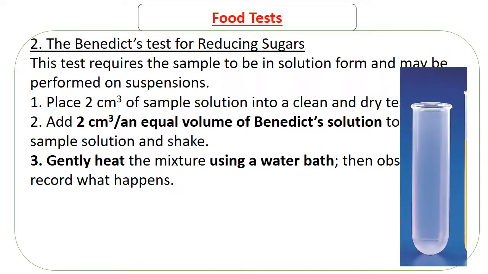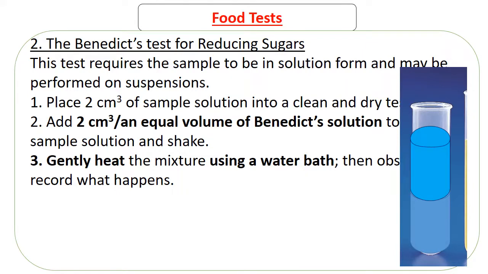So if this is your test tube, you first have to add 2 centimeters of a sample solution. Then you have to add an equal volume of Benedict solution. Of course, the way I'm drawing it, I just want you to see the food sample mixture and the Benedict's solution. But of course, when you add, they are going to mix, so they won't appear like this.